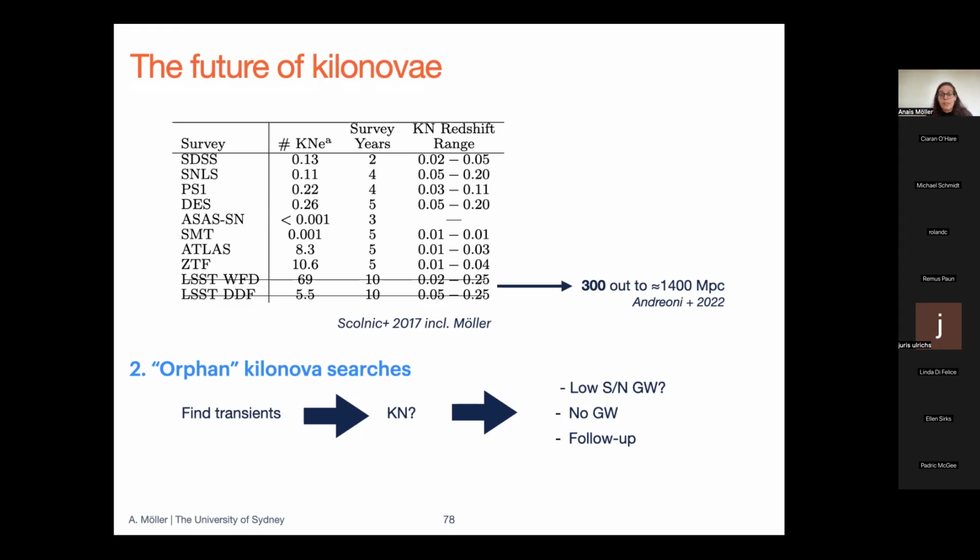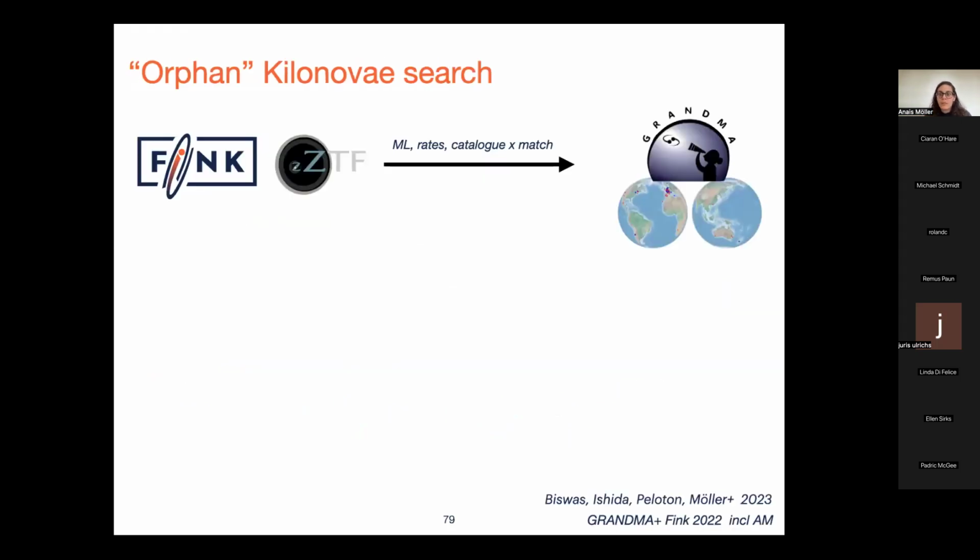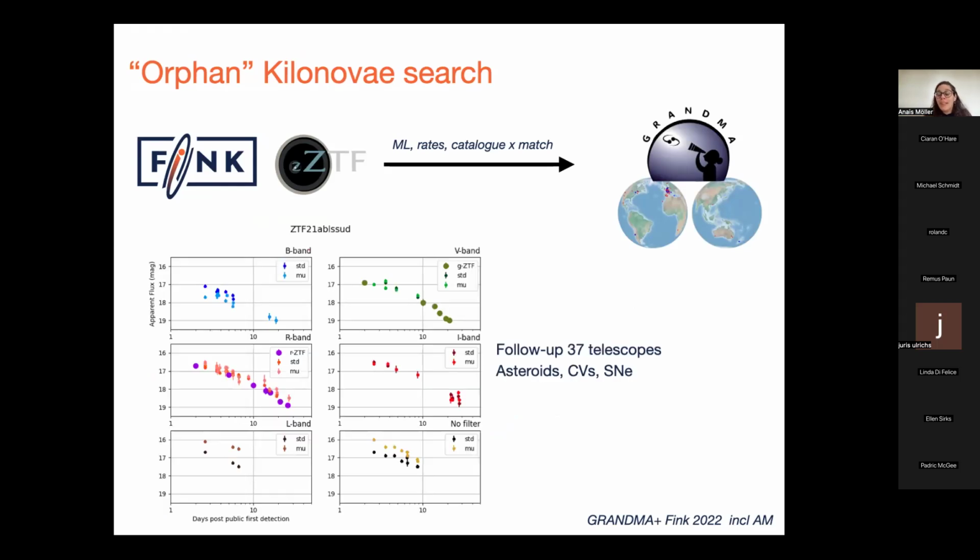And we have been working on this right now, even if Rubin is not online, with ZTF. We have a partnership with GRANDMA, which is a network of telescopes around the world. And we follow up some candidates of potential kilonovae without gravitational wave detections. This is a light curve of one of those objects. Disclaimer, none of them is a kilonova. But we are understanding what the contaminants are: asteroids, cataclysmic variables, supernovae. So this is work in progress, and it's very exciting. And we hope that with Rubin, we will scale this up.